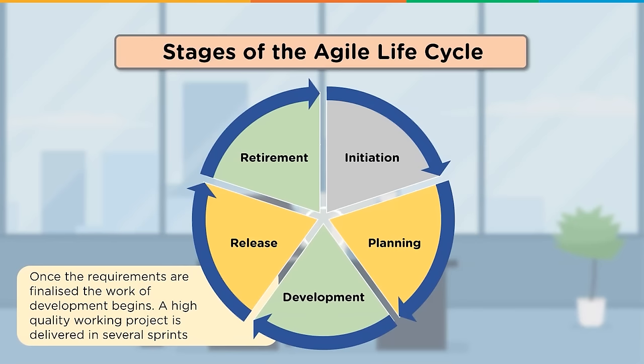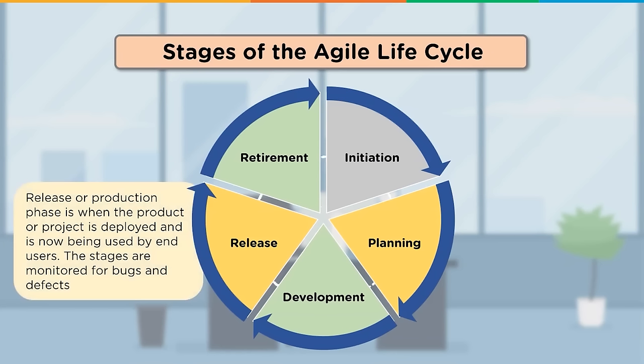Agile product development delivers high quality working products in incremental phases or sprints. Then comes the release phase. The product, after being developed, is now deployed and starts getting used by the end users. The stages are closely monitored for any errors, defects, or bugs that might have been left in the testing part. This phase continues until the project is fixed with all the bugs and is ready to be retired.